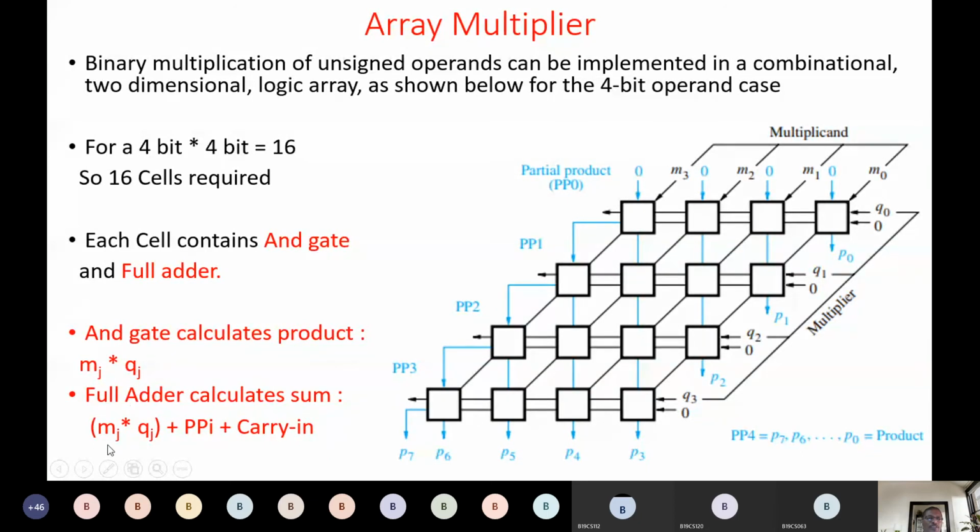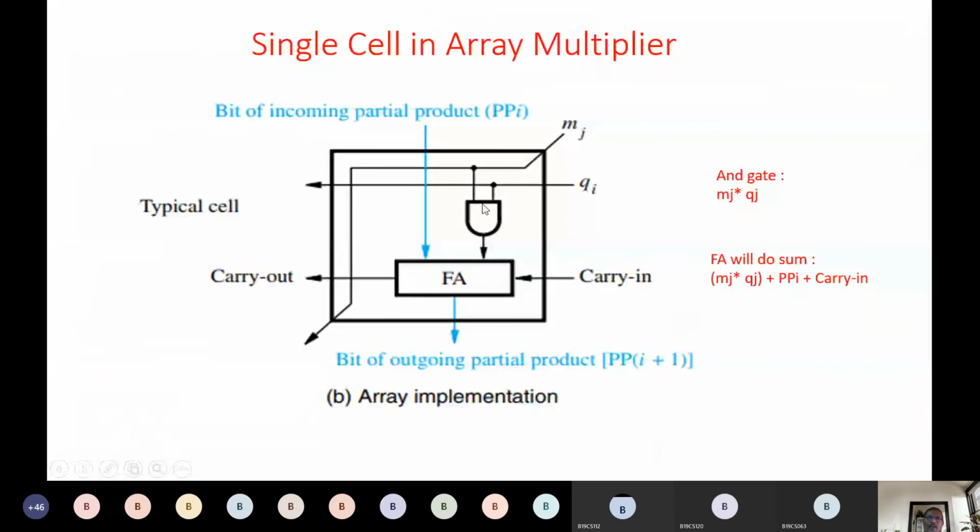And the full adder takes this M into Q, plus it additionally adds the partial product and also the carry. It will add these. We'll see how each cell is built in the next slide. The diagram of this single cell consists of the AND gate and full adder. So we'll look at how a single cell looks. This is the single cell in the array multiplier.